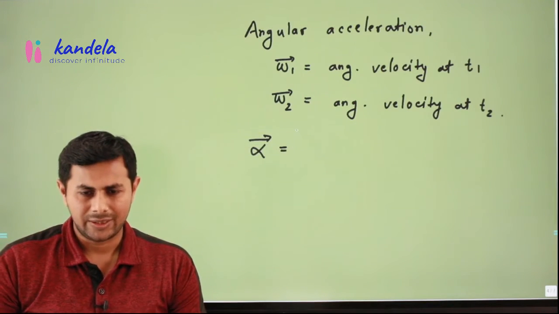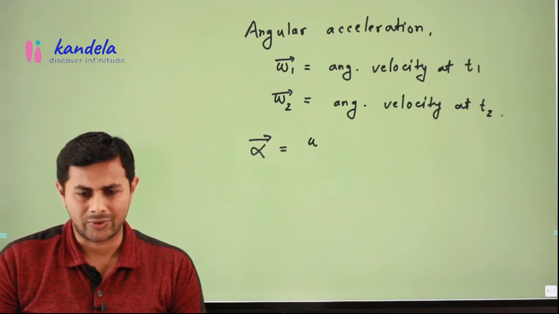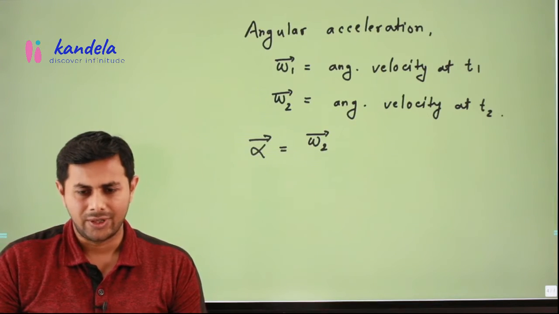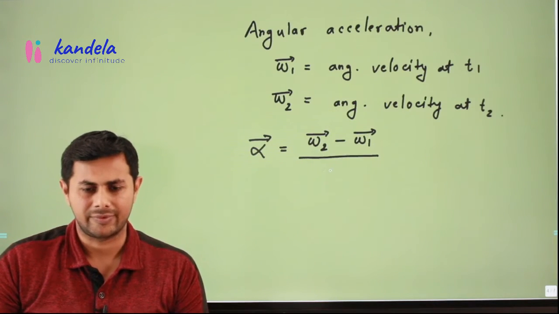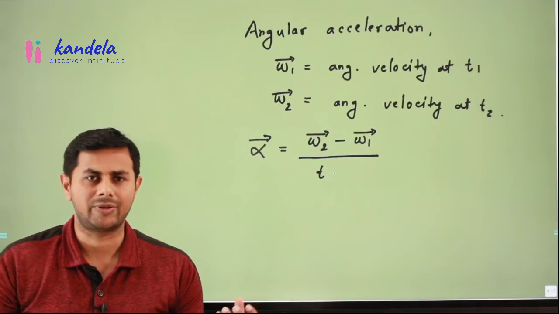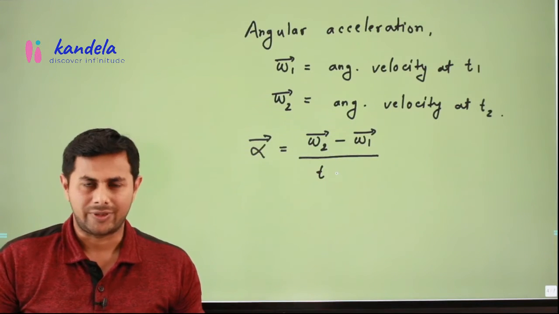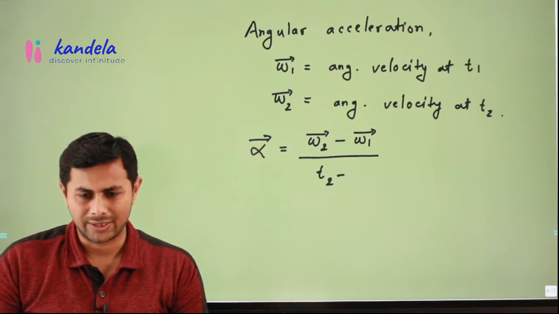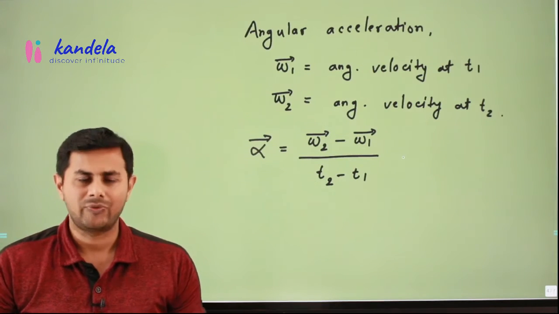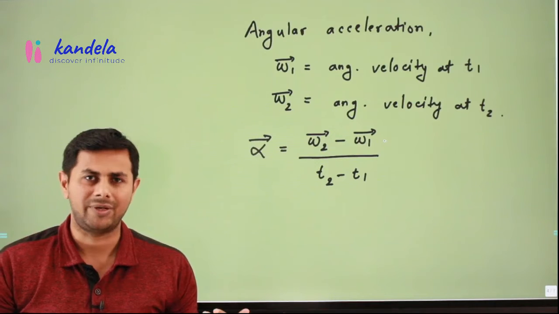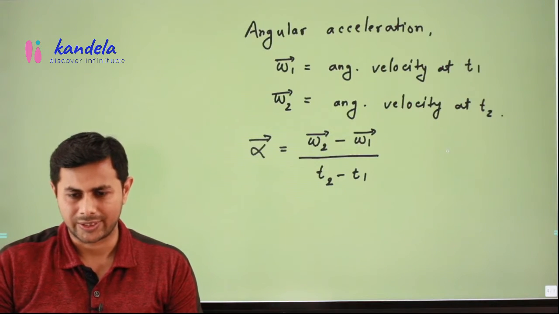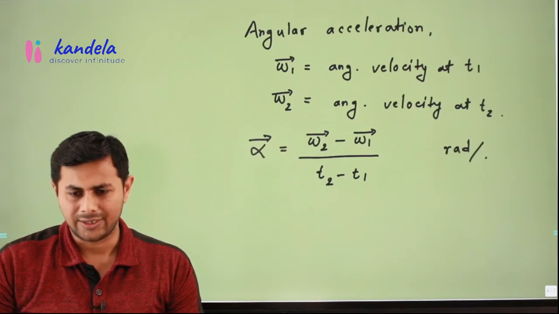And what is alpha? It is change in angular velocity, which is omega 2 minus omega 1, divided by time from t1 to t2. So that will be t2 minus t1. And what will be the unit of this? It is the unit of angular velocity divided by the unit of time. So it is radian per second squared.